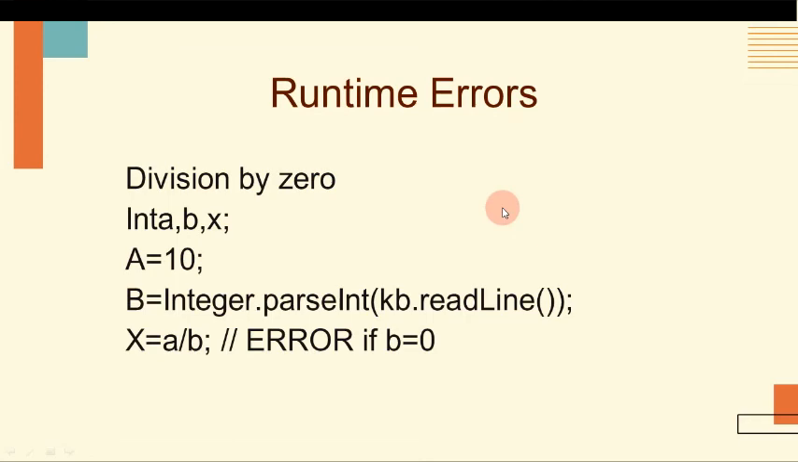Let's see some examples of errors detected at runtime. Here, division by 0. int a, b, x; these are the variables I am initializing. Now a = 10. I have assigned the value 10 and the variable a is storing the value 10. b = Integer.parseInt(kb.readLine()); this is the statement used to accept the value from the terminal.